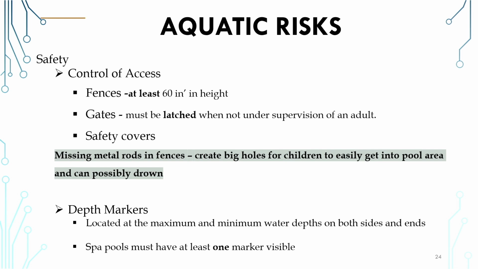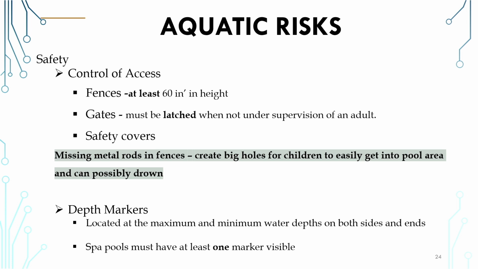Some of the risks associated with aquatic facilities that we look for in our inspection specifically, we'll look for the control of access. So all of the fences around your facility need to be at least 60 inches tall. All gates have to be able to latch. If there is no control of access, then there needs to be pool covers.